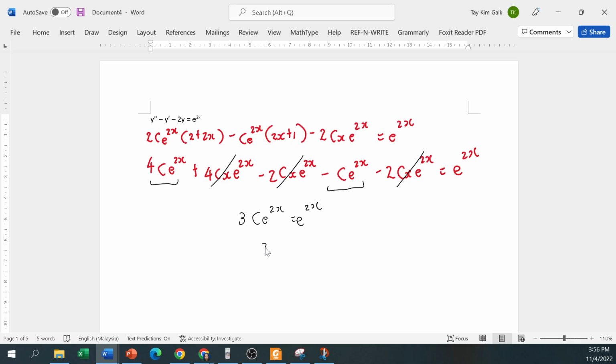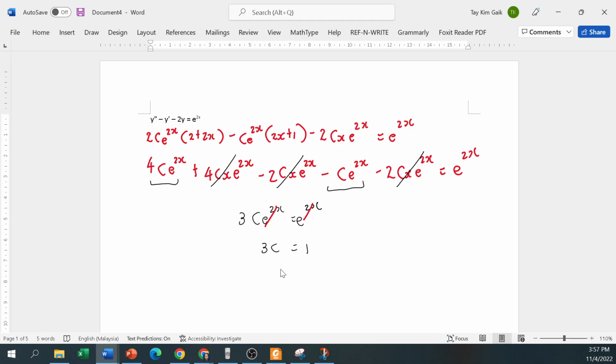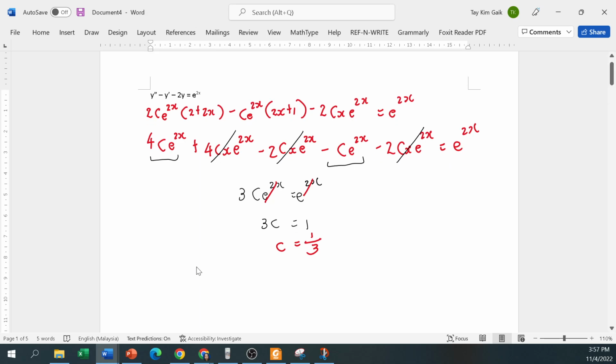So that means 3c equals 1. Because you have the same term here, 3c equals 1, c is 1/3. Then plug c into yp that you chose just now, cx exponent 2x, where c is 1/3, so 1/3 x exponent 2x.